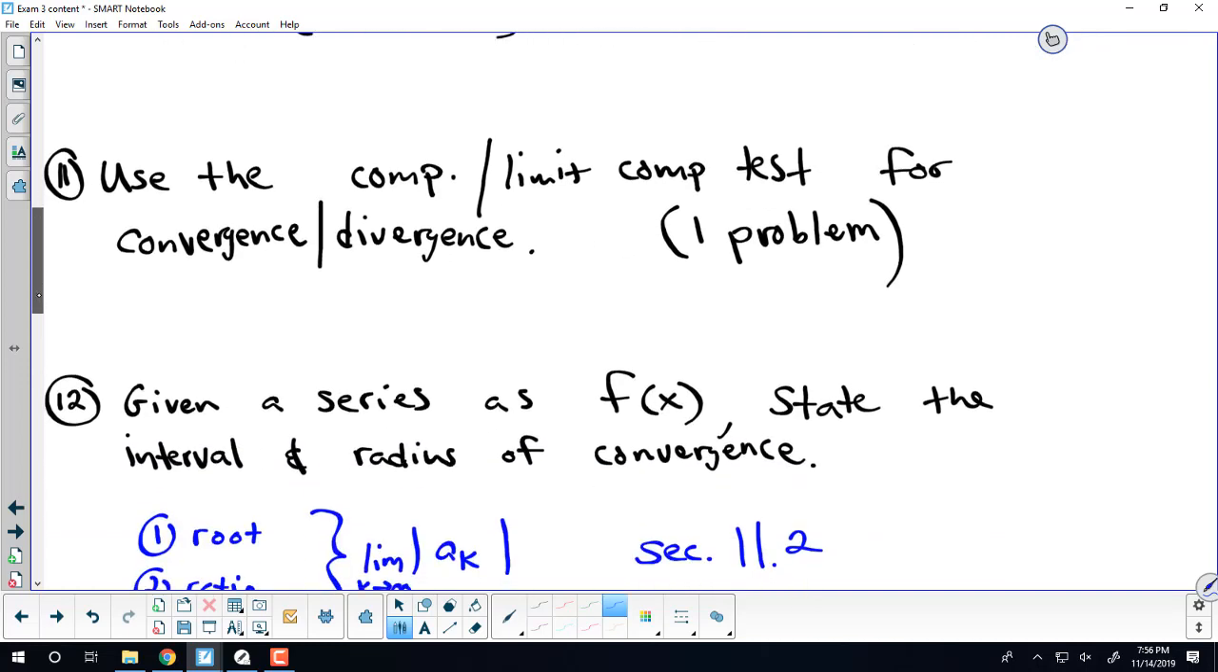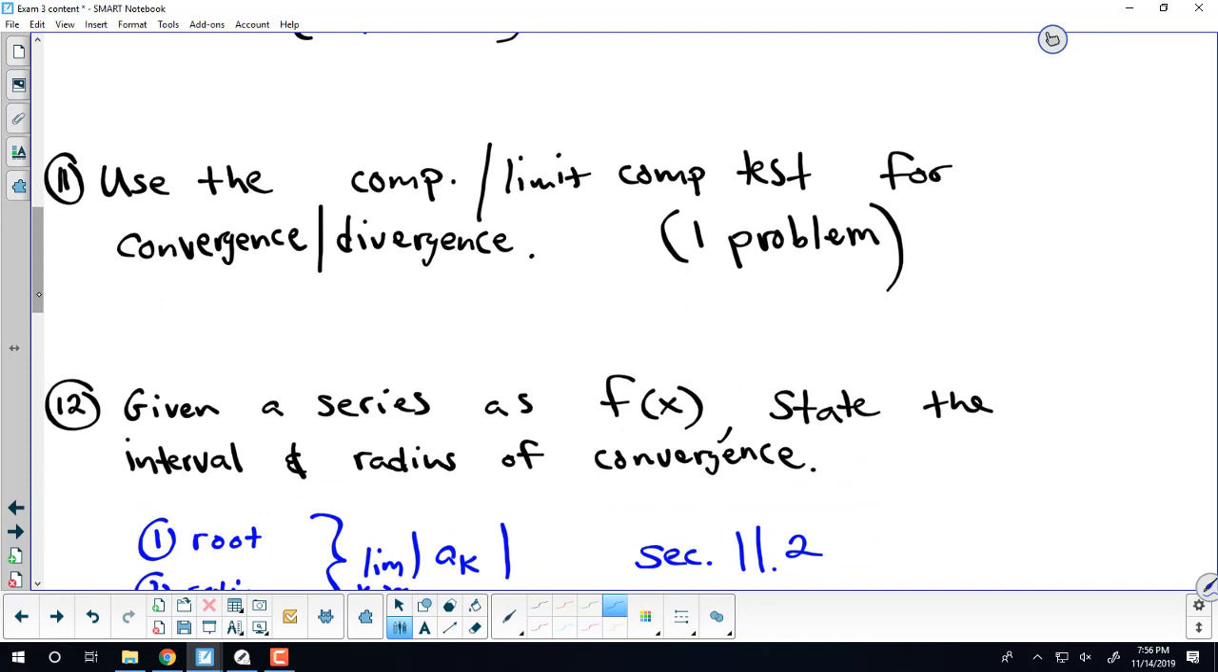On certain problems like this, I see people use a comparison test. Personally, I think it's easier to use the limit comparison test, but if you're going to use the comparison test, just make sure you're well aware of its conditions, because its conditions are different than that of the limit comparison test.